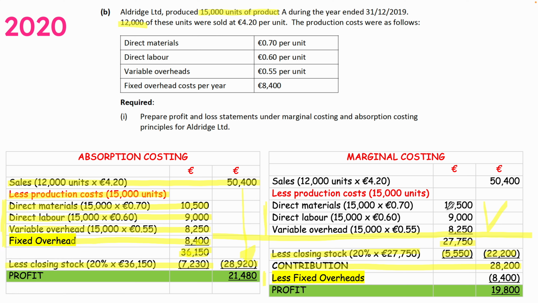So just remember that in marginal costing, we just work out what the variable costs are first and calculate the closing stock based on the variable, whereas in absorption costing we tot up all the costs and calculate the closing stock based on all of the costs. Okay, so that is the profit and loss statements under marginal costing and absorption costing principles for Aldridge Limited.